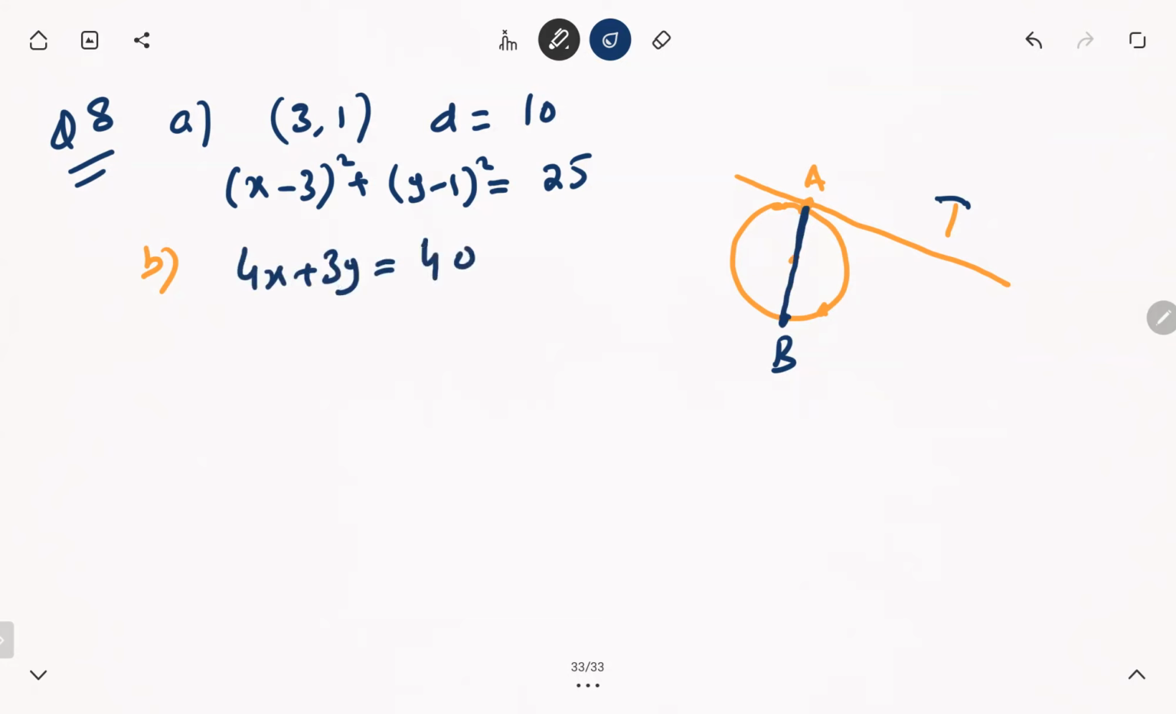हो सकता है कि आपने किसी different form में equation लिखी हो, but at the end it should be this: 4x plus 3y is equal to 40. Okay, now the C part.